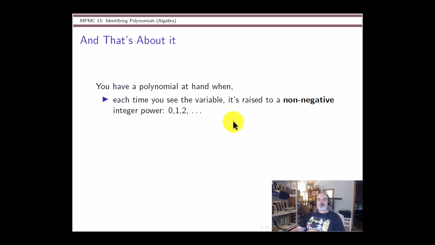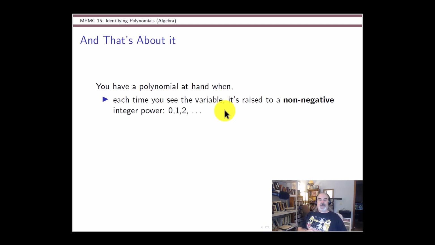So, it's not worth the trouble. So generally you have a polynomial when you look at your function, and every time you spot that variable, it's raised to a non-negative integer power. And we say non-negative instead of positive because we need to include 0.